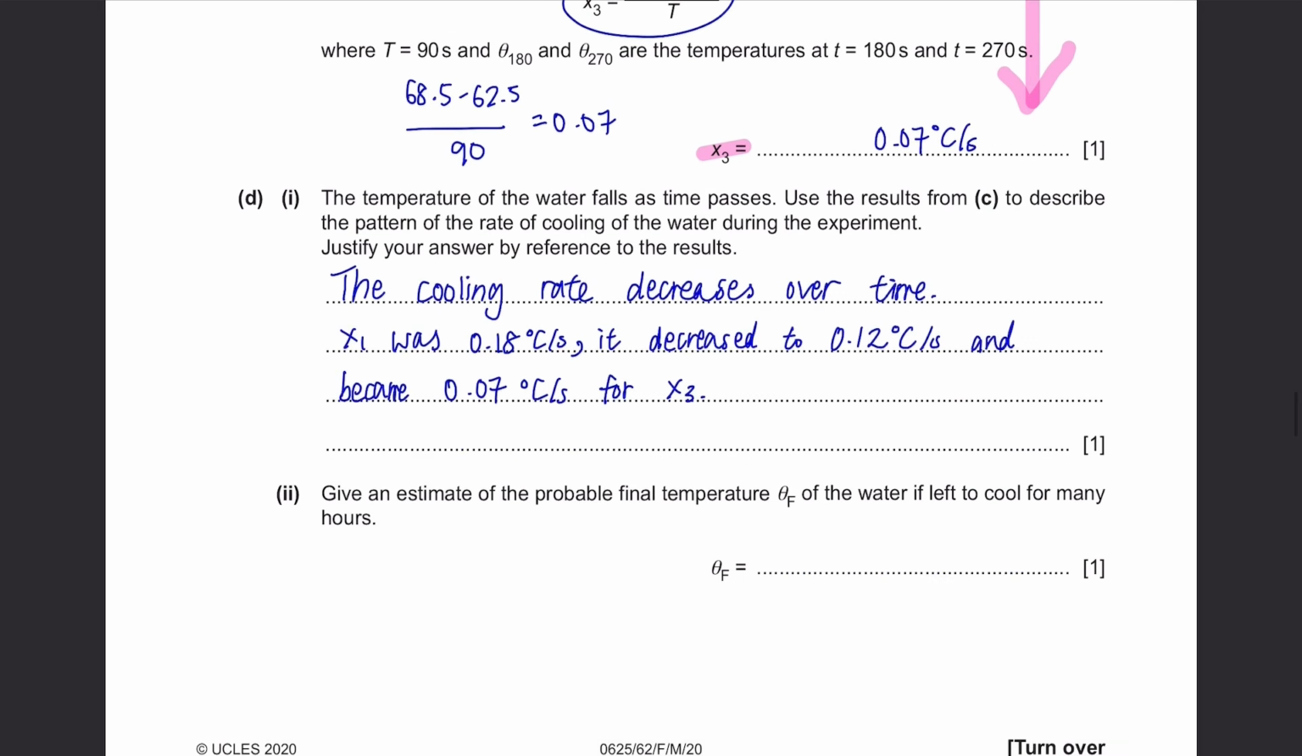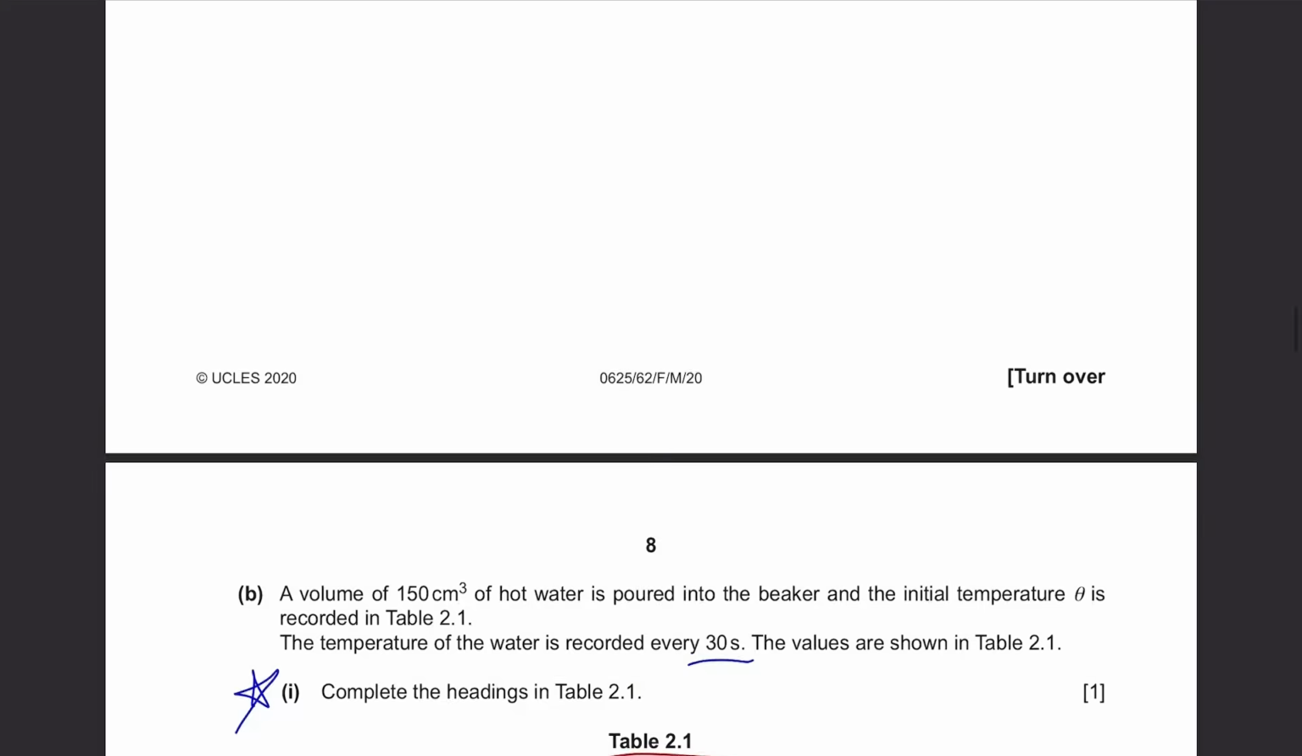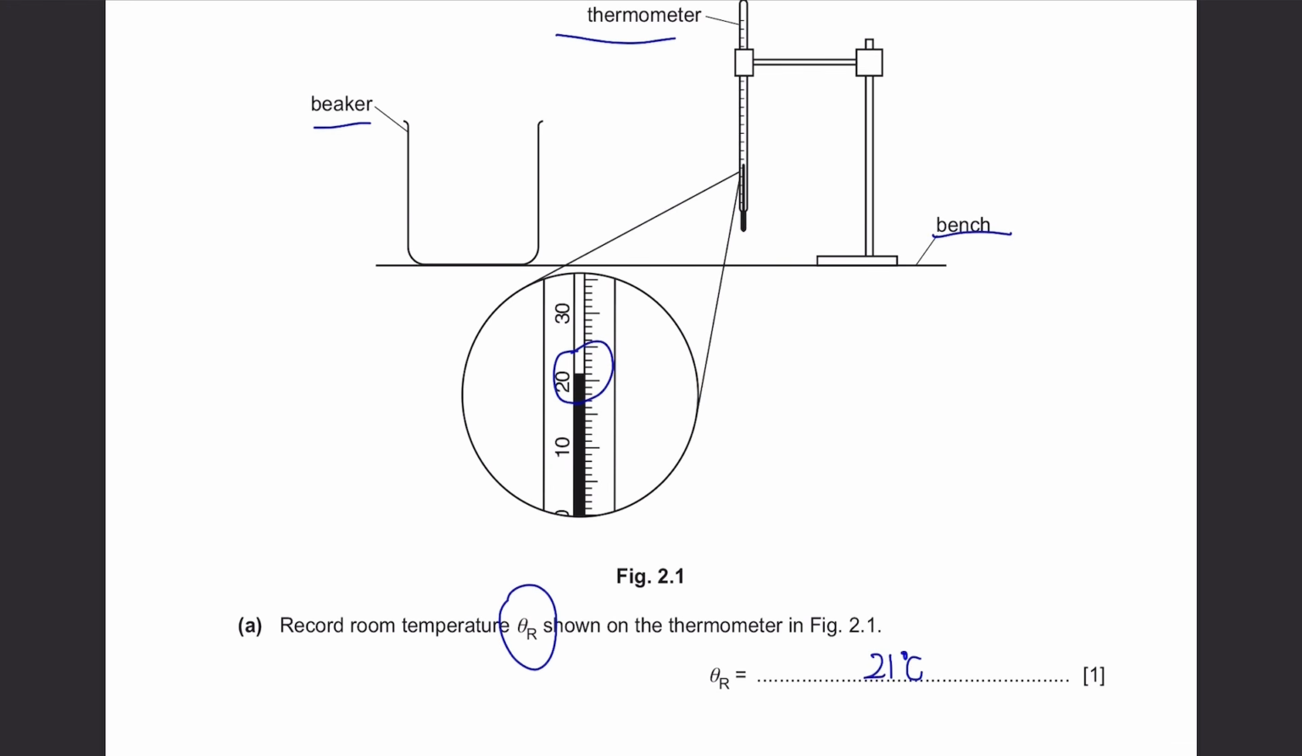Give an estimate of the probable final temperature theta F of the water if left to cool for many hours. No matter how much you heat up the water, if you leave it to cool for many hours, it's just going to reach its initial temperature. So we write its initial temperature, which was this, the room temperature, theta R.